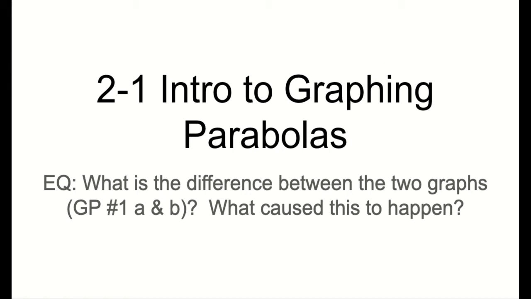All right, guys, this is the first lesson of Unit 2, 2-1, which is on Intro to Graphing Parabolas. Our essential question is, what is the difference between the two graphs that we're going to see in GPS number 1A and 1B? And what caused this to happen? So for your essential question today, as your summary, I want you to go ahead and reflect on the difference between the two graphs. And I want you to tell me your thoughts on why you think that happened.